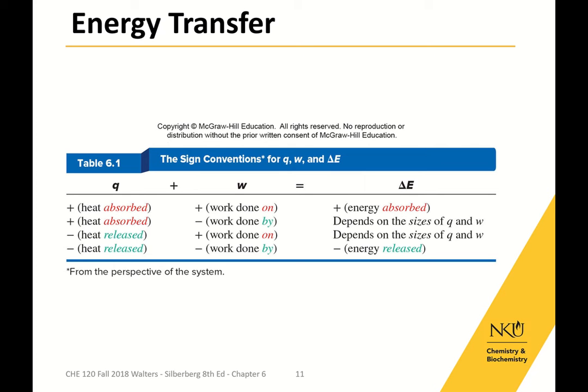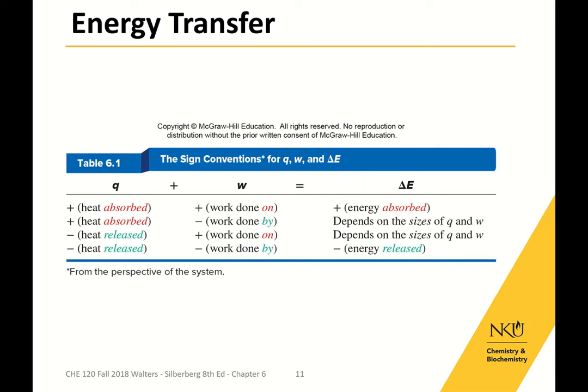If it's absorbed, then the sign of Q is plus. If it's released, heat is released, then the sign of Q is minus. So from the system point of view, is energy coming in? That's an absorbed. From the system's point of view, is the heat, is the Q going out? And then the work being done on the system, plus and plus, okay, or if the work is done by the system, minus and minus.